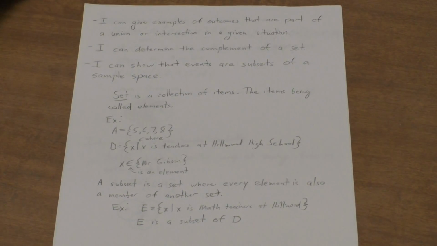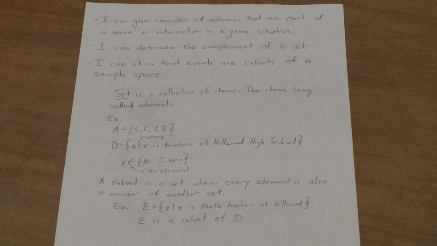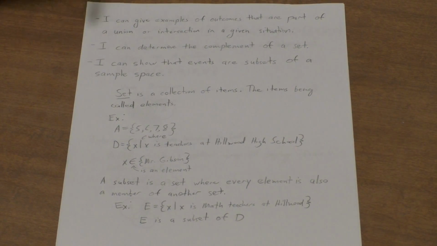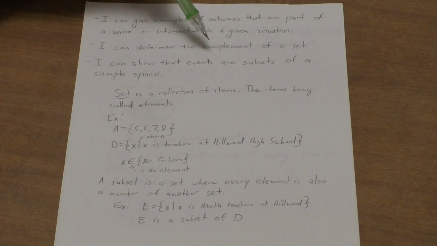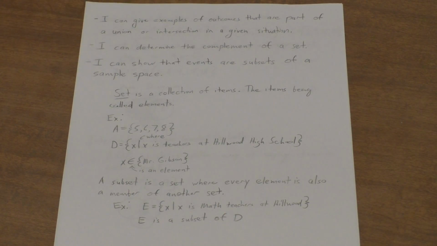Mr. Gibson. Today I'm going to show you some stuff that's pretty straightforward, but it's a little vocabulary that we might not be used to, and a little bit of notation that's new. But in this video, you'll be able to give examples of outcomes that are part of a union or intersection in a given situation. You can determine a complement of a set, and you can show that events are subsets of a sample space. Okay, so let's start with a little bit of notation and definitions.